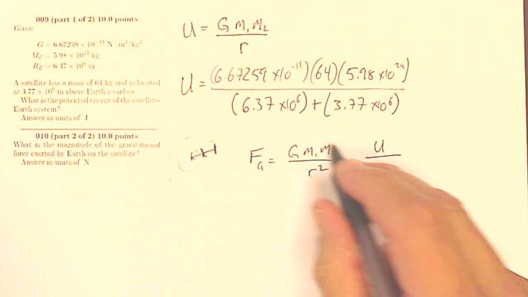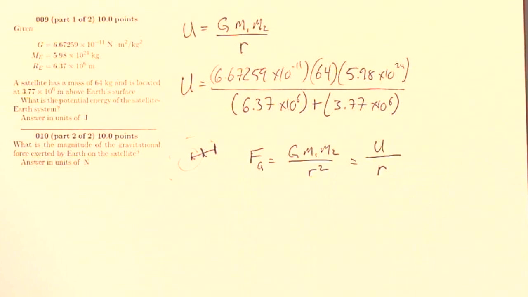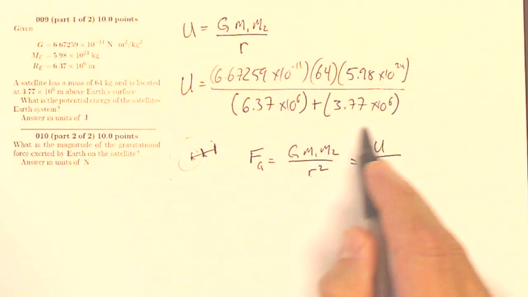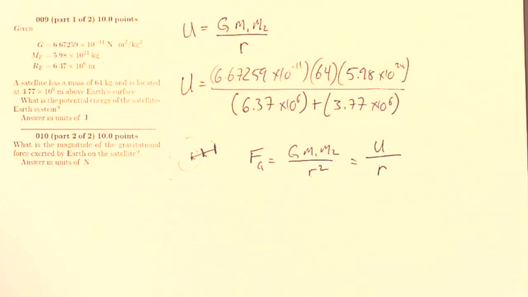So take the U and divide it by this denominator again, and that will give you the force of gravity between them. Or you can do G m1 m2 divided by this squared, which is effectively the same thing.